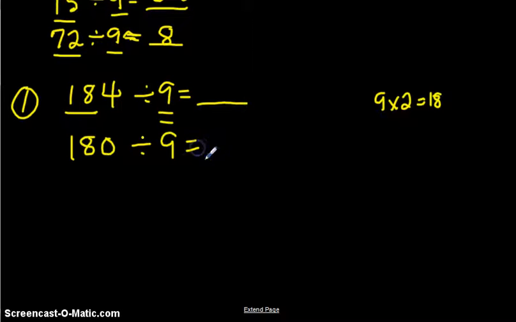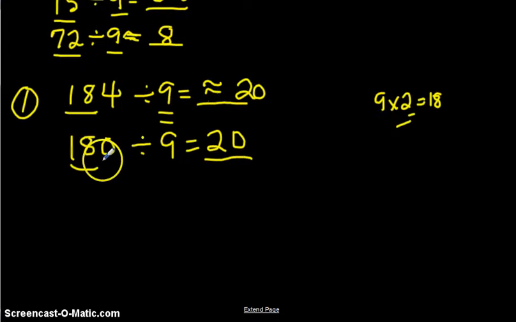So now, okay, this is just like we've been practicing the last couple of days. We know we can look at this as 18 tens, because 180 is the same thing as 18 tens, and 18 tens divided by 9 would be 2 tens. But instead of writing 2 tens, we know that the value of 2 tens is 20. So 184 divided by 9 is about 20.